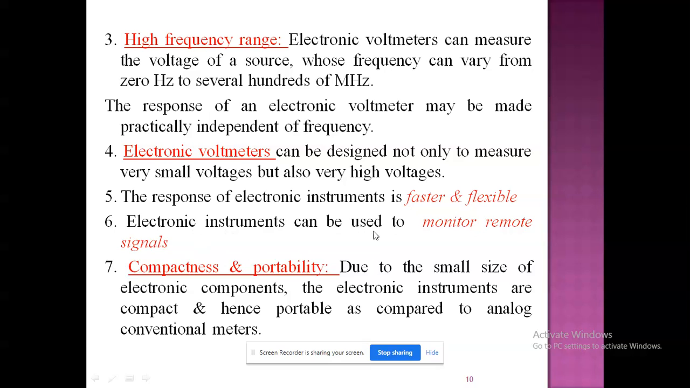Electronic instruments can be used to monitor a remote signal. Compactness and portability is also one of the advantages of an electronic instrument. Why? Because of the small size of electronic components, electronic instruments are compact and hence portable as compared to analog conventional meters. These are the advantages of electronic instruments when compared to analog instruments.